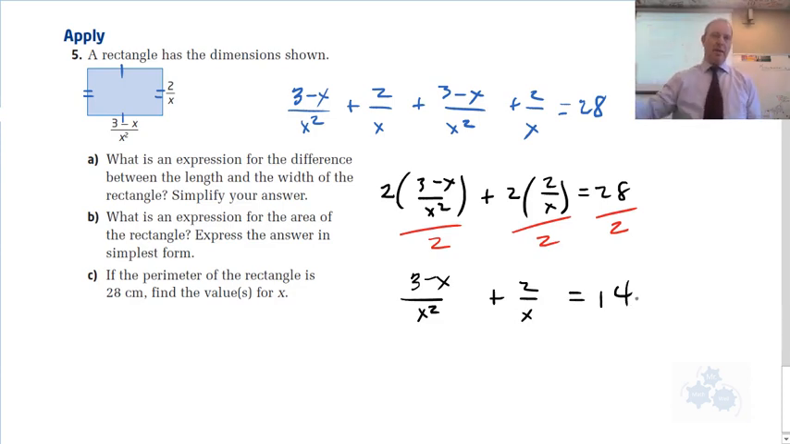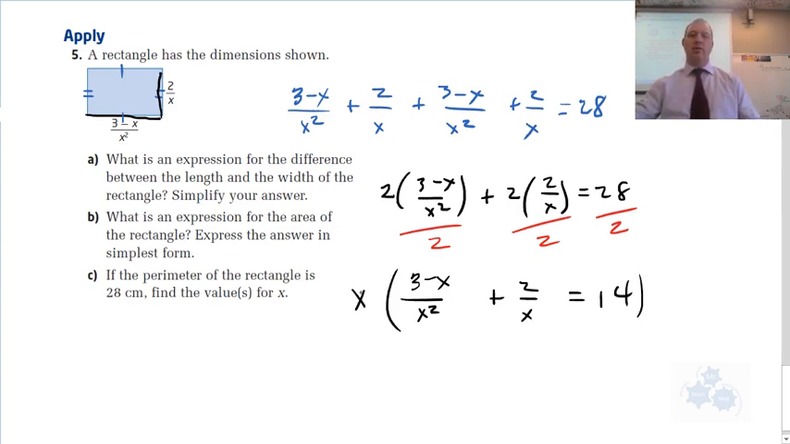So you could do that, because if this is a rectangle, then this plus this would be half the perimeter, and that's what that's saying. So now to solve this, you could multiply both sides by x squared if you want, and that would be a good way to get rid of the denominators. So multiply by x squared.